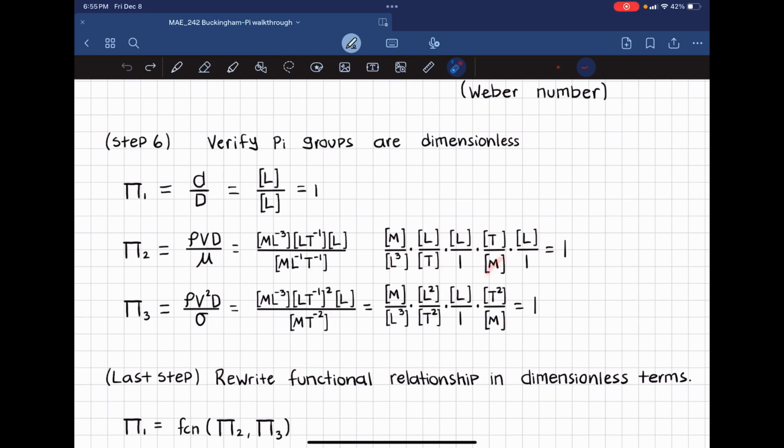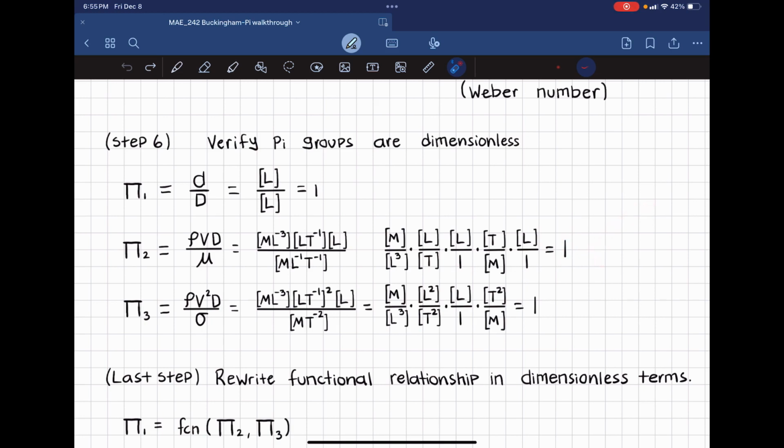We have an M, and we have an M. That's going to go to 1, and we have a T, and we have a T. That's going to go to 1. And the ones here and here, those are also 1. So our total dimension here is 1. That is dimensionless. So say, check, we got that one.